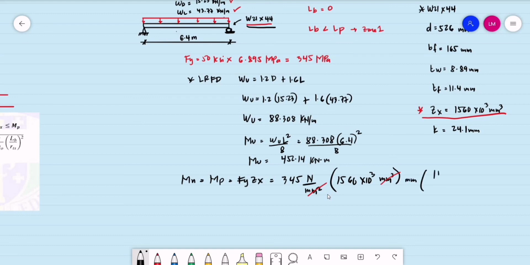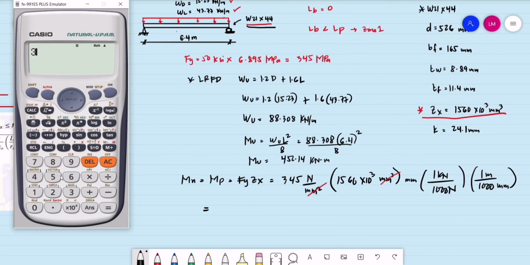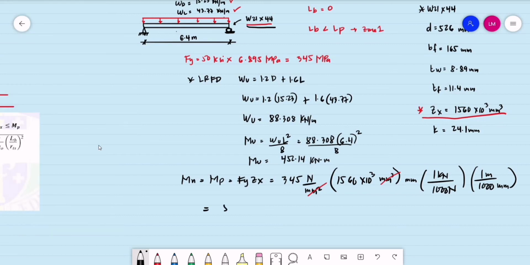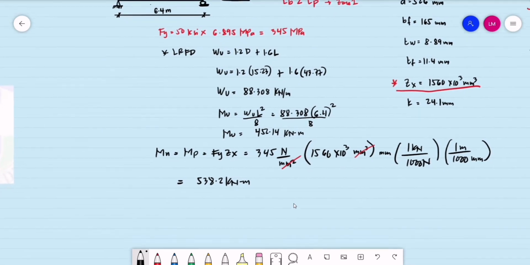So we multiply, since 1 kilonewton is 1,000 newtons and 1 meter is 1,000 millimeters, for our answer to be in kilonewton-meter. So this is 345 multiplied by 1,560 times 10 raised to 3, then divided by 1,000 squared. We have that as 538.2 kilonewton-meter.